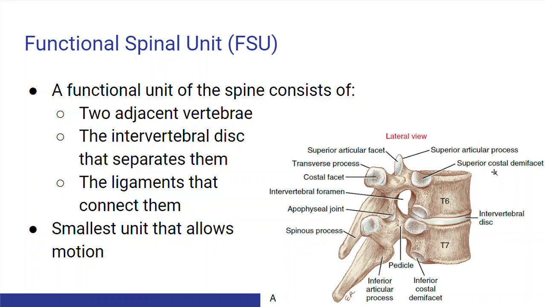So we have one vertebra, two vertebrae, so in this case T6 and T7 stacked on top of each other. There's the intervertebral disc in the center. And then once we have this functional spinal unit, we can also see our intervertebral foramen. And then the ligaments that connect them. So this is the smallest unit of the spine that allows motion, right? You need two vertebrae to allow very small motions.